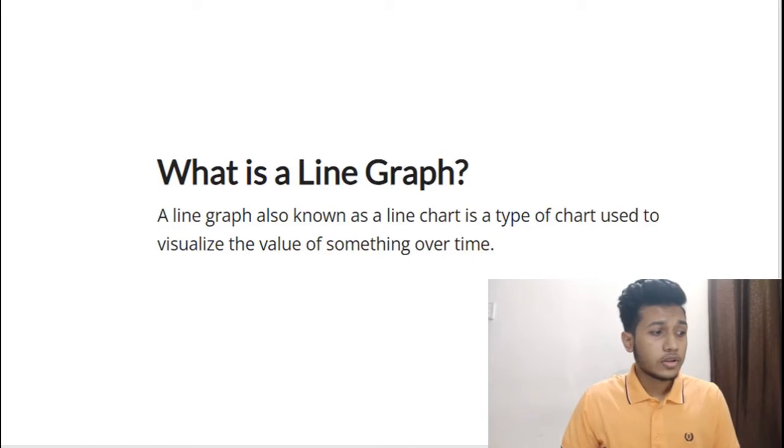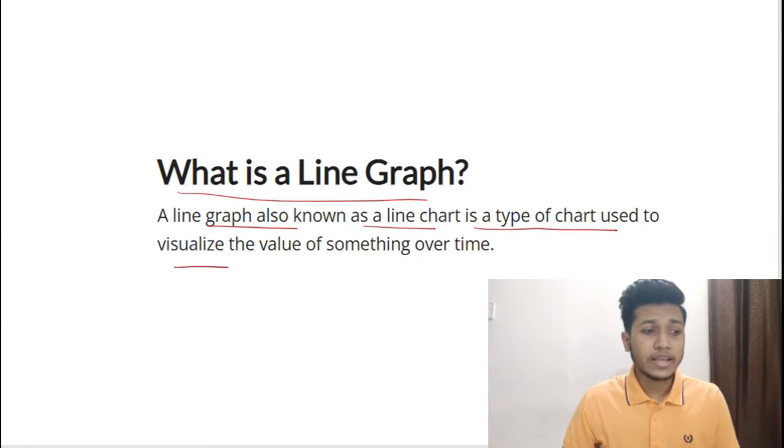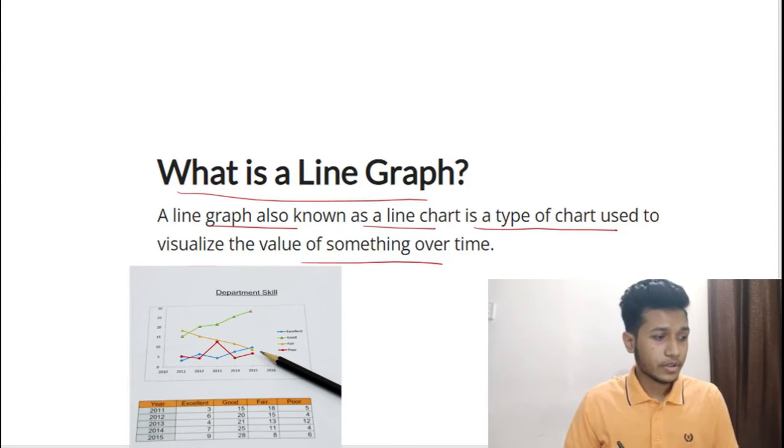So let's move on. Now, what is a line graph? A line graph, also known as a line chart, is a chart that is used to visualize the value of something over time. It looks somewhat like this.